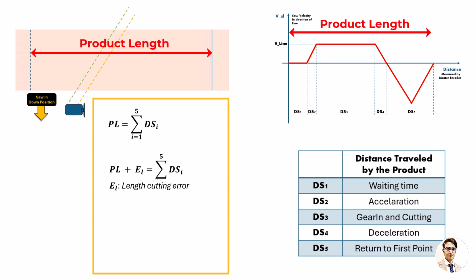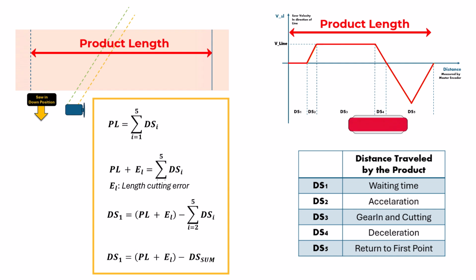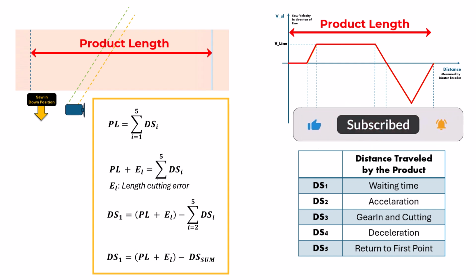as possible. This means that adjusting the final product length is only possible by modifying the waiting time, or DS1, and from this equation you can determine the value of DS1. I rewrote the equation this way to make it easier to reference. The calculation of the DS sum is straightforward. It is equal to the distance measured by the encoder from the moment the saw starts moving and accelerates to cut the product until it reaches the starting point again. This is the main concept of calculation in a flying shear system.